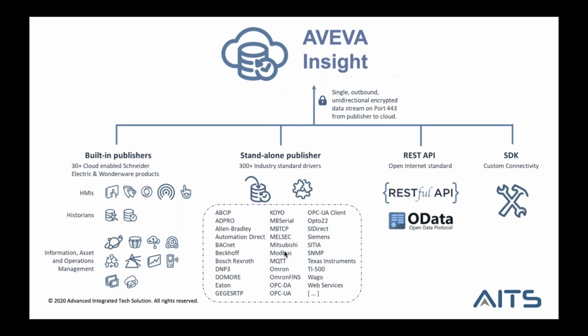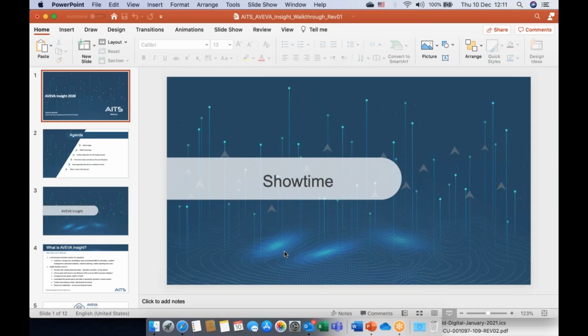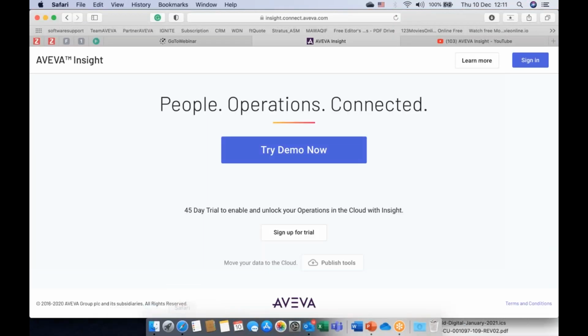So once you get the data in, this is where the magic happens, where you have a very simple tool to actually create an insight of your data. So what we're going to show you right now is how to access the AVEVA Insight, basically by typing insight.connect.aveva.com. Now, with this landing page, you will have two options.